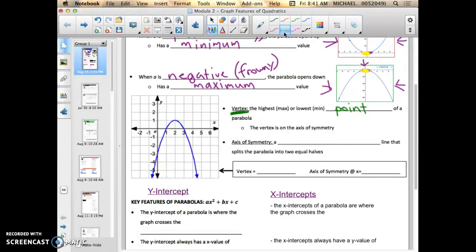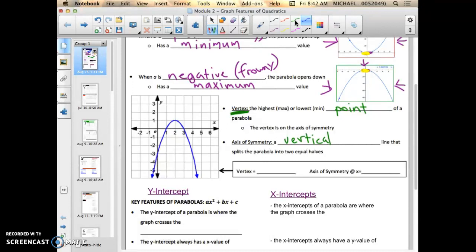The vertex can either be a minimum or a maximum, depending on the leading coefficient a, whether it's positive or negative. All right? Moving along, the vertex is on the axis of symmetry, meaning the axis of symmetry is a vertical line that splits the parabola into two equal halves.